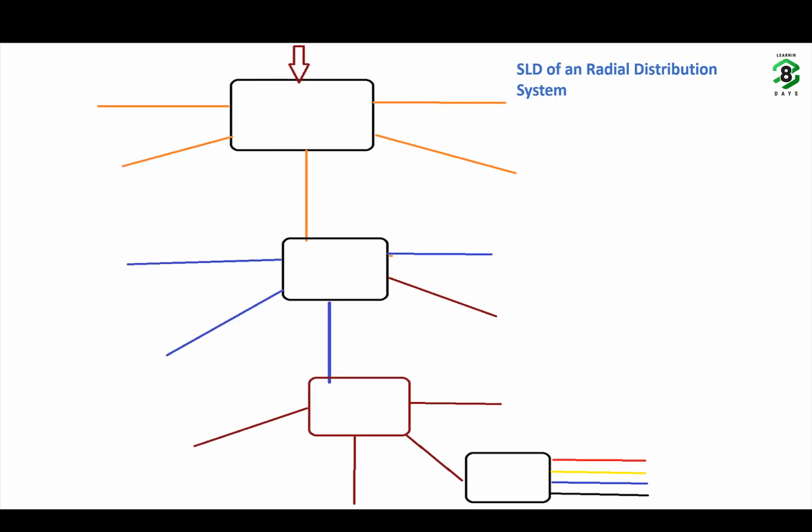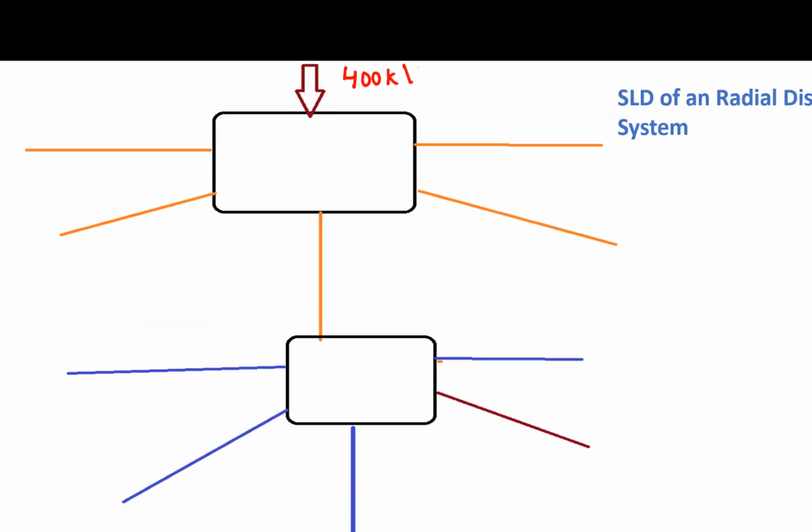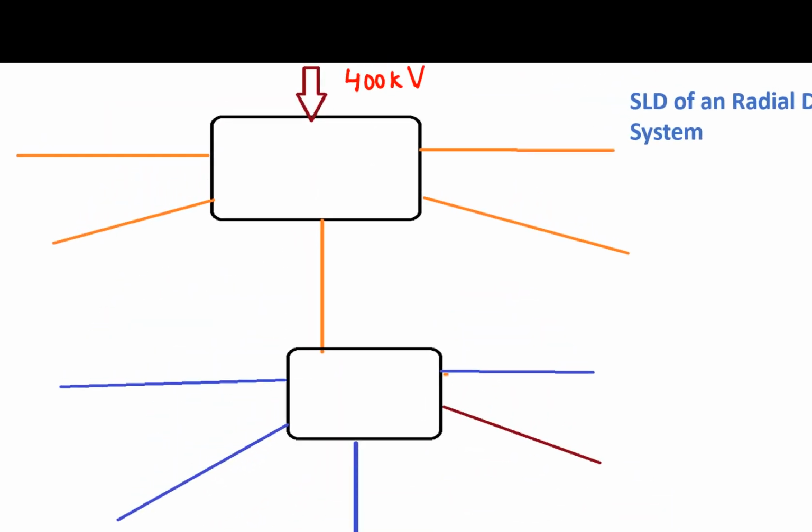Now let us see an example of a distribution system. Let us assume a 400 kV transmission line is starting from a generating station and it is reaching the outskirts of a city. What is the voltage of the transmission line? 400 kV transmission line, which is originating from the generating station. It is terminating at a substation in the outskirts of the city.